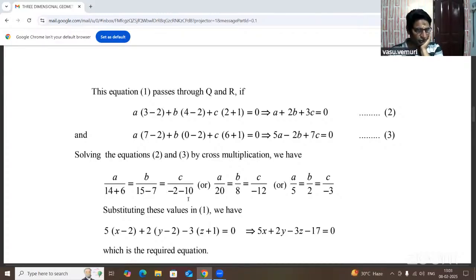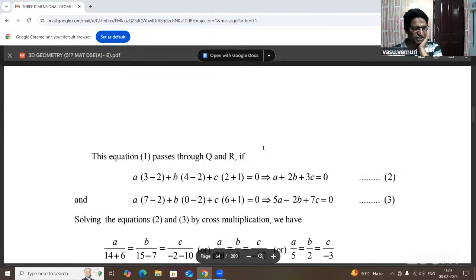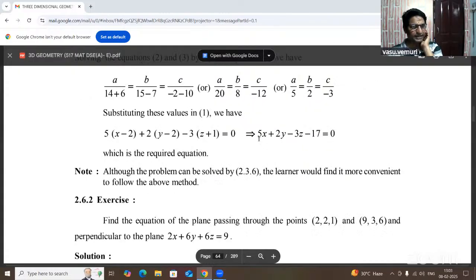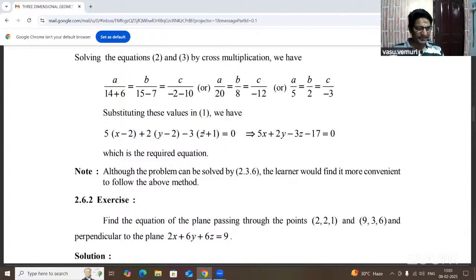Okay. Now these values are substituted in the first equation. We are getting the required plane equation. So that is 5x plus 2y minus 3z. After the simplification of the constant values, we are getting the value minus 17. So this is the required equation of a plane passing through 3 points. Okay, when the 3 points are given, how to form a plane equation?